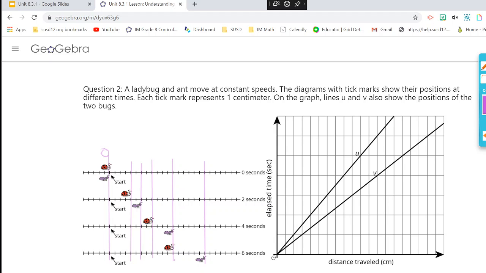Now let me count those tick marks and make sure I've got it right. They start at 0 centimeters. And then after 2 seconds, ladybug has traveled 4 centimeters. Ant has traveled 6 centimeters. After 4 seconds, ladybug has traveled 8 centimeters. And ant has traveled 12 centimeters. After 6 seconds, ladybug has also traveled 12 centimeters and ant has traveled, let me count that up, 12, 13, 14, 15, 16, 17, 18 centimeters.